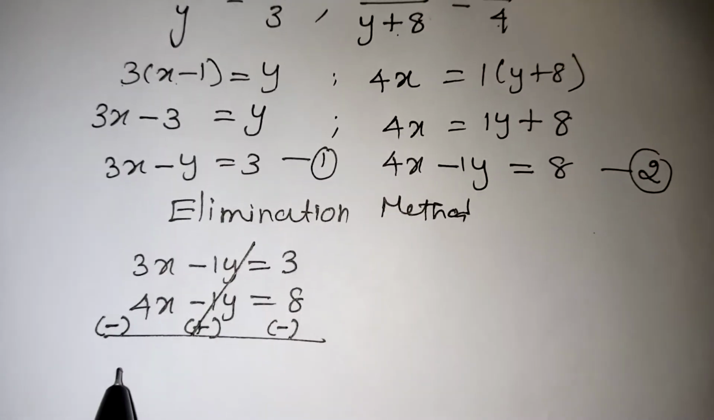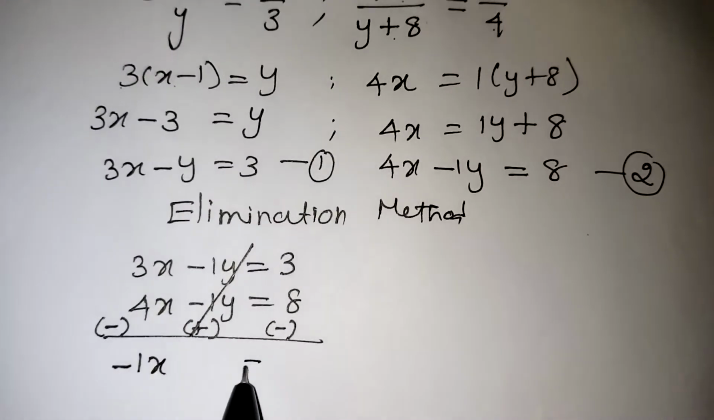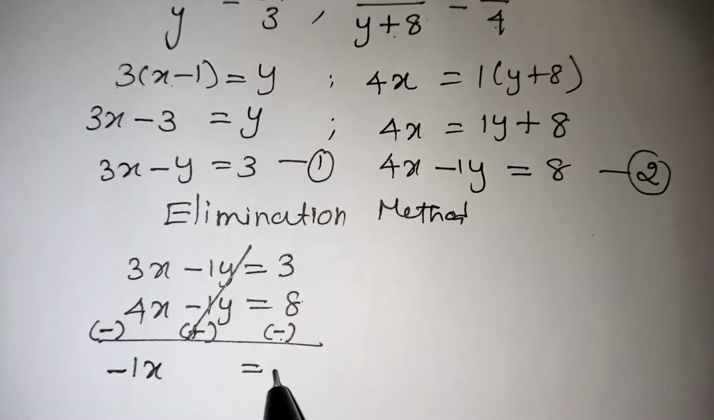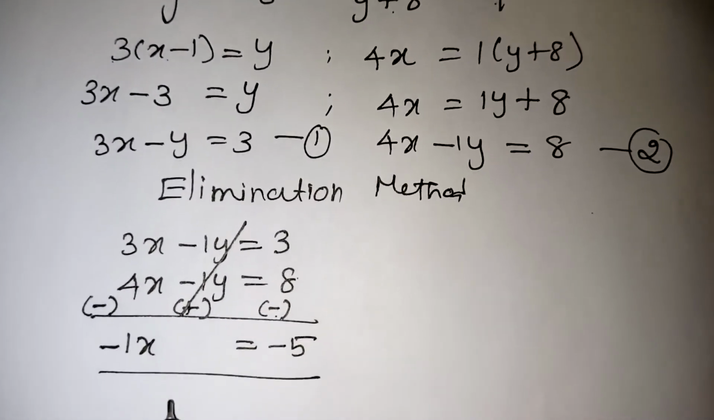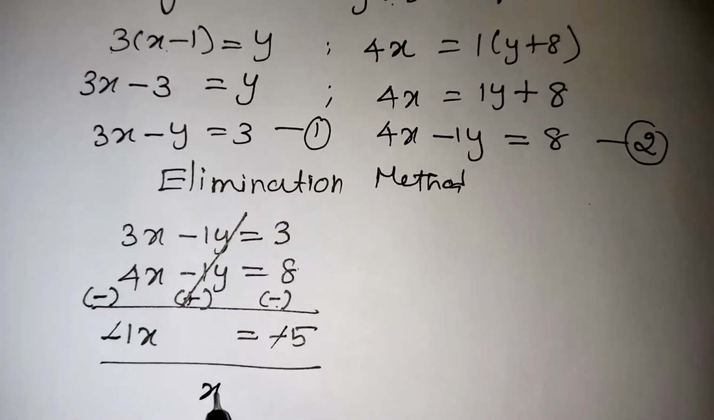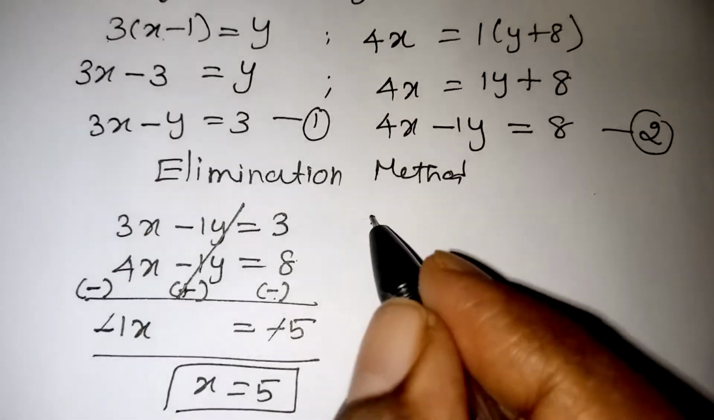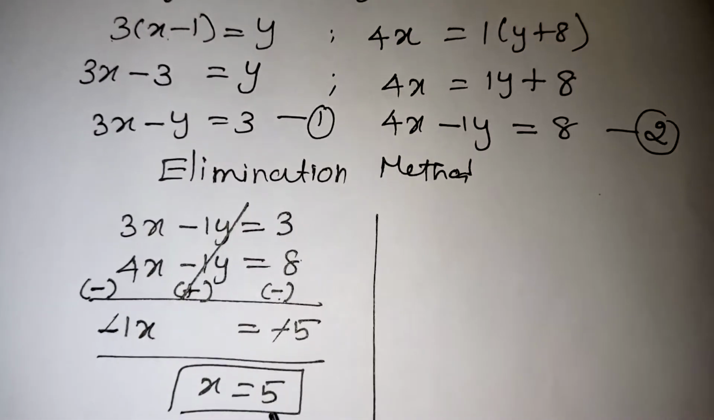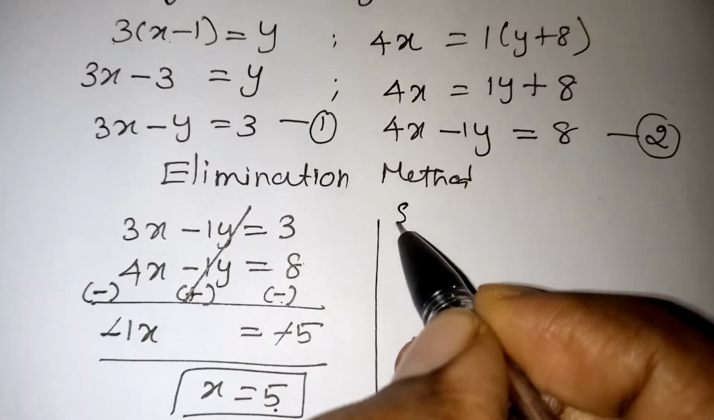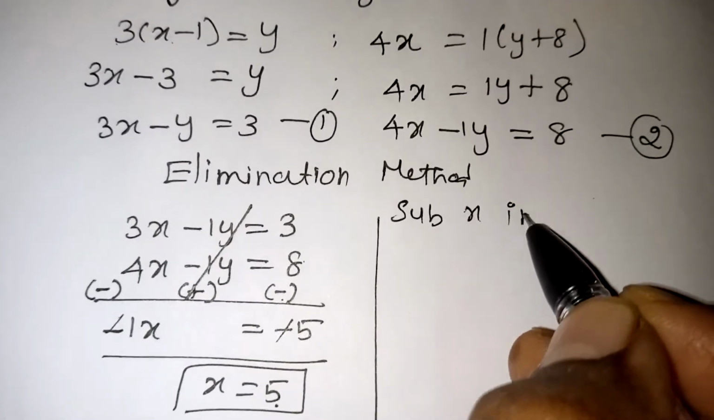3x minus 4x will give you minus 1x, which is equal to 3 minus 8, which gives minus 5. So minus minus will get cancelled. So x is equal to plus 5 we are getting. So we need to substitute x in any one of the equations to get the y value. Substitute x in the second equation.